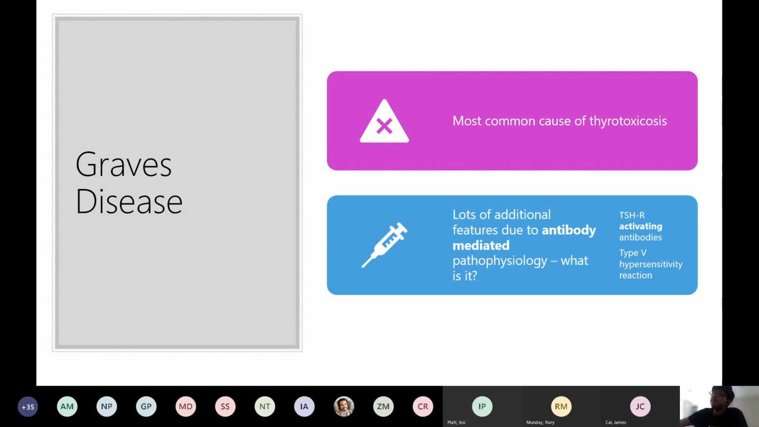So what type of hypersensitivity reaction is it? I've already told you. It's a type 5 hypersensitivity reaction. It's one of the few examples of a type 5 reaction. Remember that type 5 is where you have antibodies activating a receptor as opposed to just blocking it or stopping it from functioning, which is the opposite of most other antibody-mediated conditions.